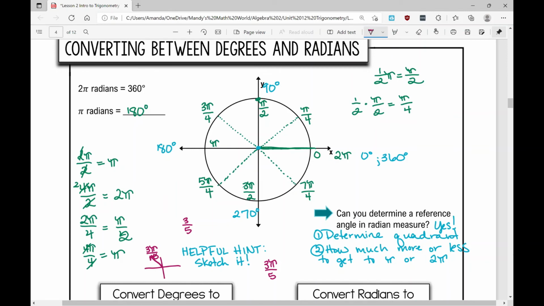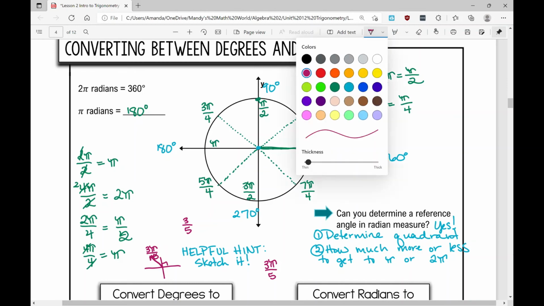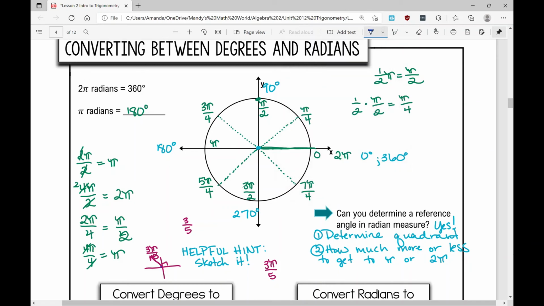Right up here, my 90-degree angle is the same thing as pi over 2, or half. So 3 pi over 5 is going to be more than that. It's going to be in quadrant 2. So how many more do I need to get to pi? Well, right here would be 4 pi over 5. That would be 5 pi over 5, which means what do I need? I need 2 pi over 5. So 3 pi over 5 is in quadrant 2.